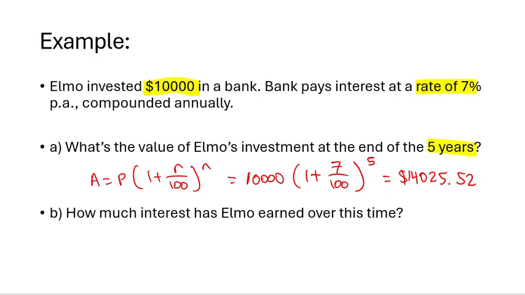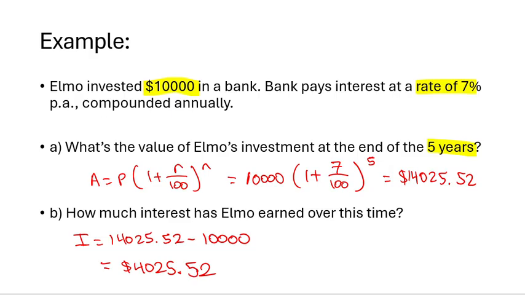How much interest has Elmo earned over this time? Because what you found in part A is your final answer, what you're just going to do is subtract the two numbers, okay? So 14,025.52 minus 10,000. And then as you can see, it's 4,025.52 cents, just like that. That's how much interest Elmo has earned over this period of time.